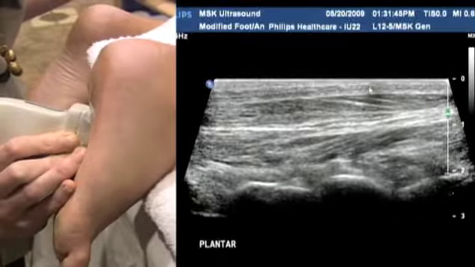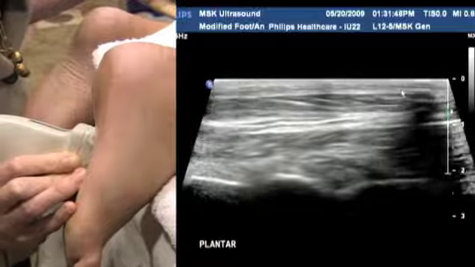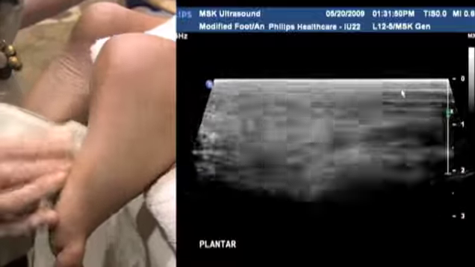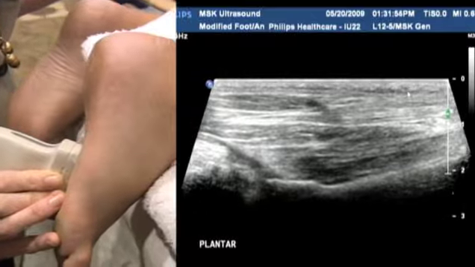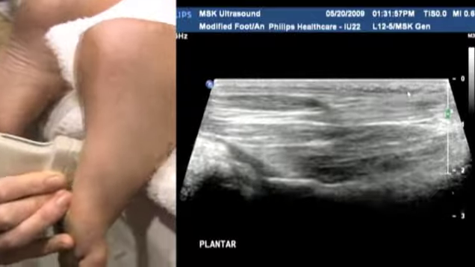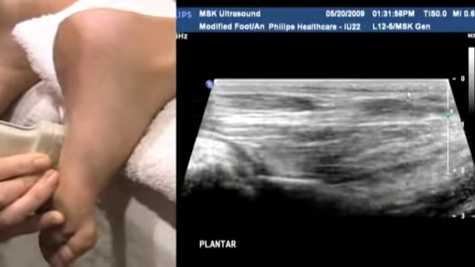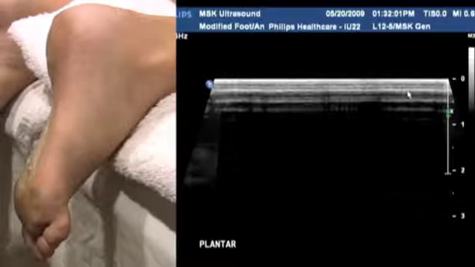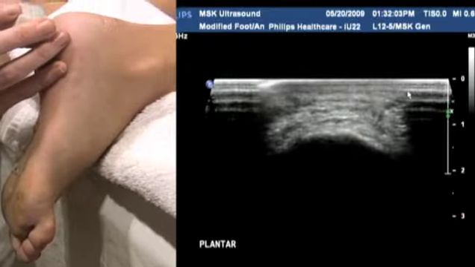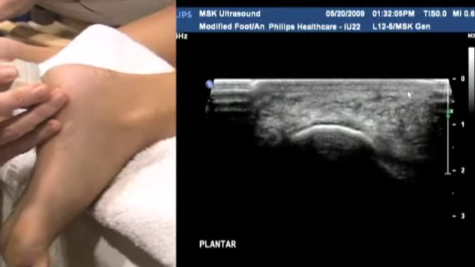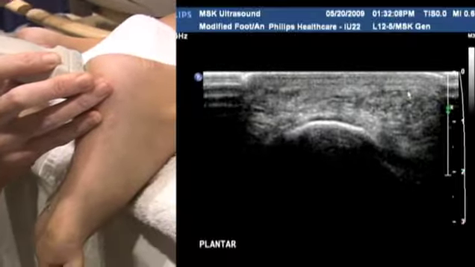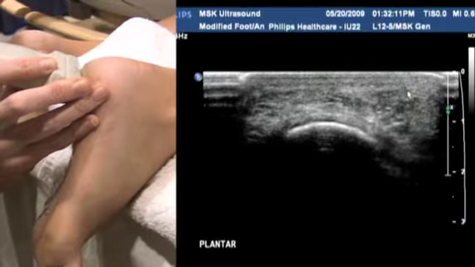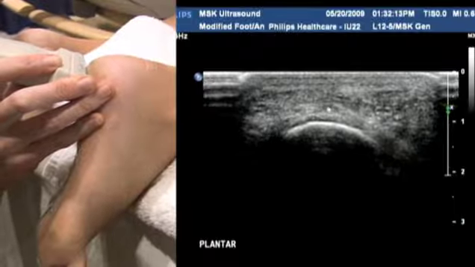Again, making sure we follow this structure all the way distally, it comes right up superficial as we reach the toes. At this point, it starts to spread out and it attaches across to each toe. So the best way to look distally at the plantar fascia is to go back to the calcaneus as your landmark. Again, heel toe the probe to make sure that you fill it in so it's nice and echogenic. So this is its proximal insertion.